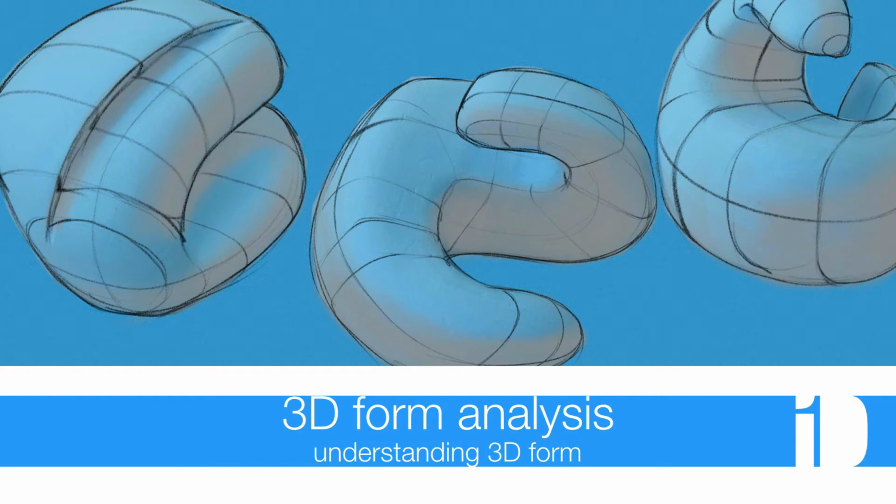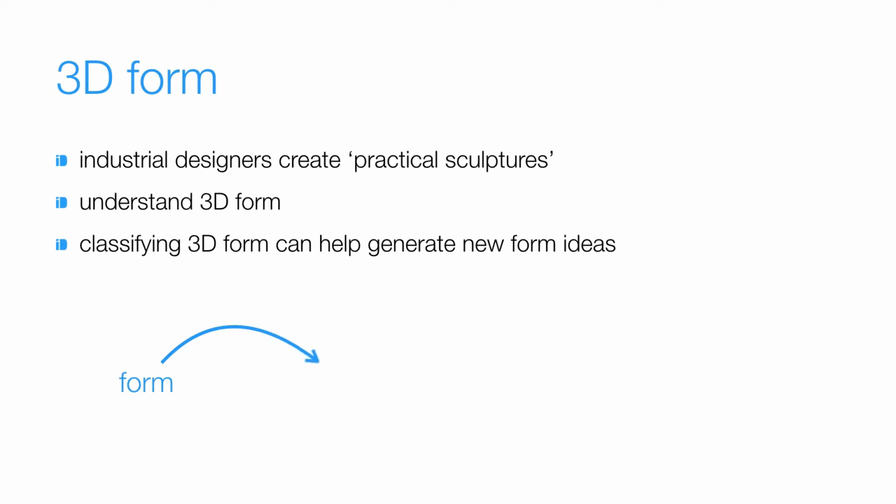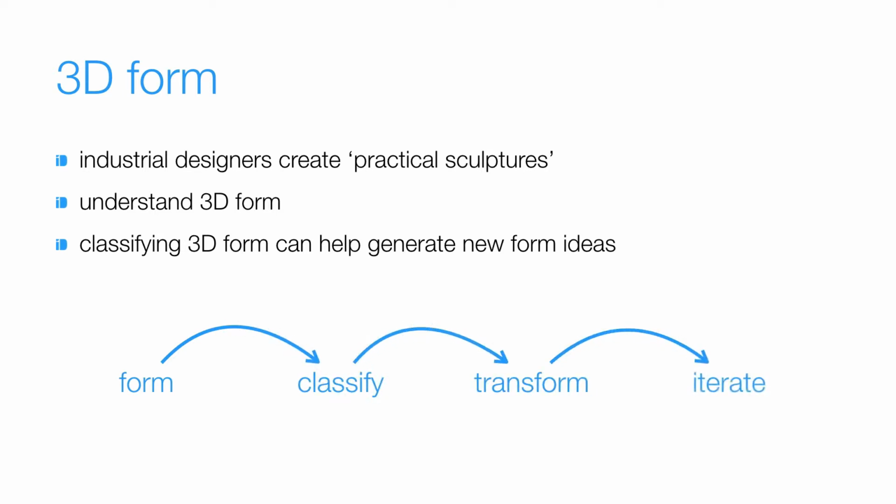3D form analysis is a way of understanding three-dimensional form, the shape that makes up the products that we design. Industrial designers could be said to create practical sculptures, so it's important that industrial designers understand three-dimensional form. One of the things that we're going to do in Project One Tactility is look at form, classify it, and then look at how we can transform those shapes into different ones and therefore iterate on our designs.